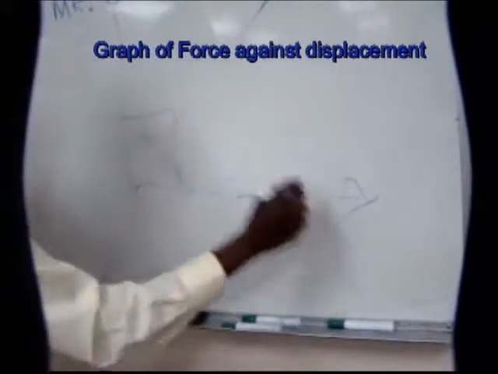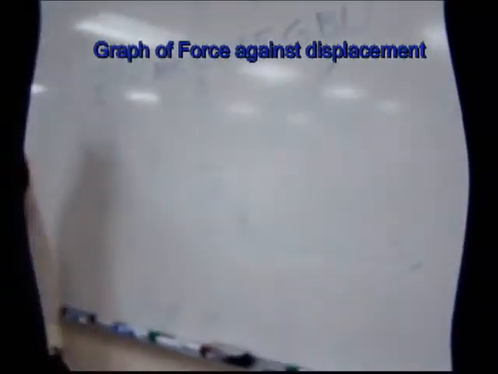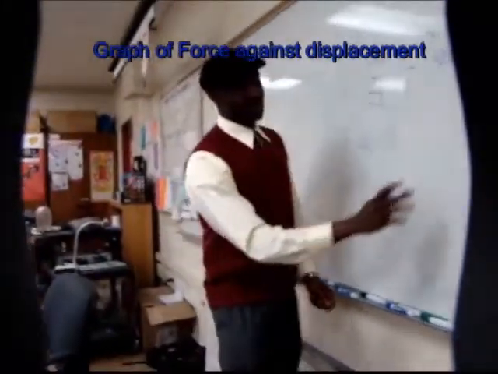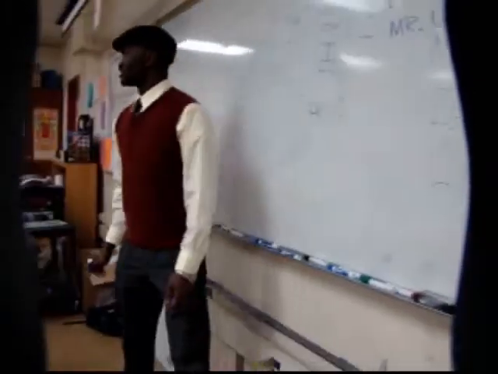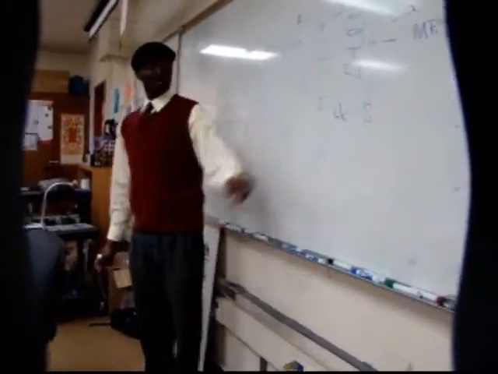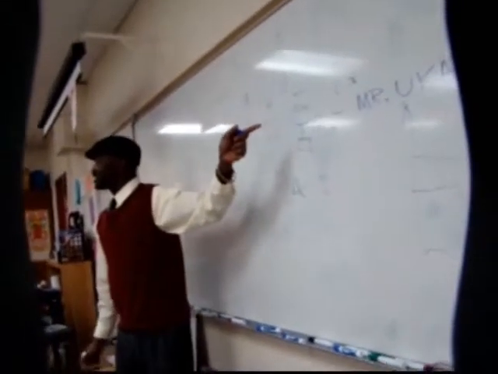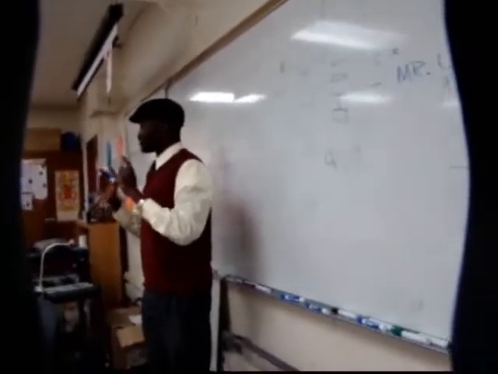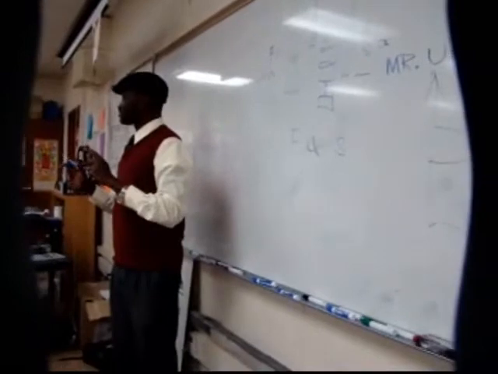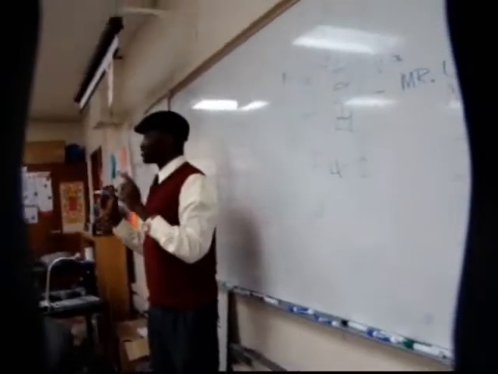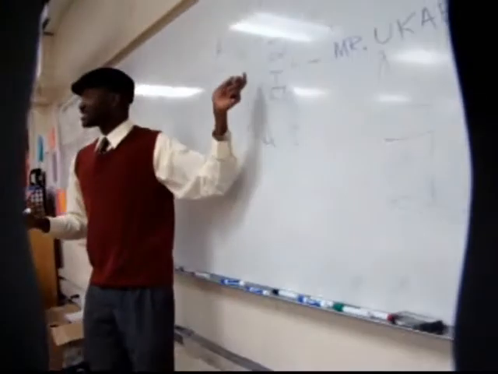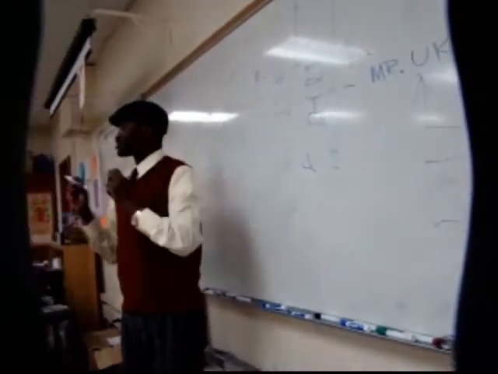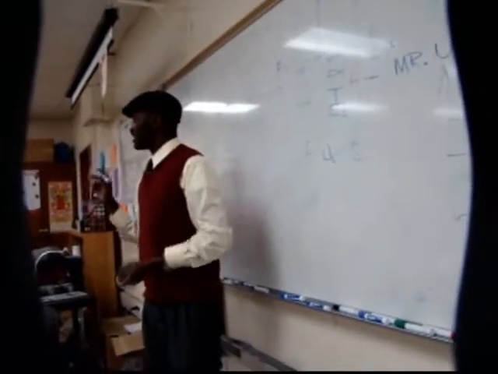So, this is a graph representing some kind of relationship. So, when one quantity is increasing, the other one is also increasing. But with respect to spring, there is a condition, just one condition. That condition is provided that the elastic limit of the spring is not exceeded.